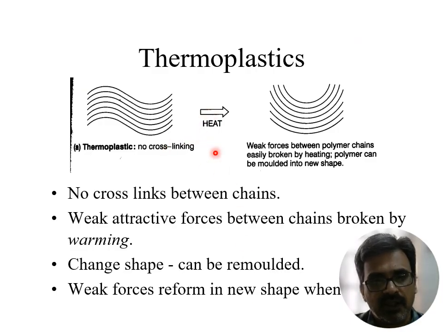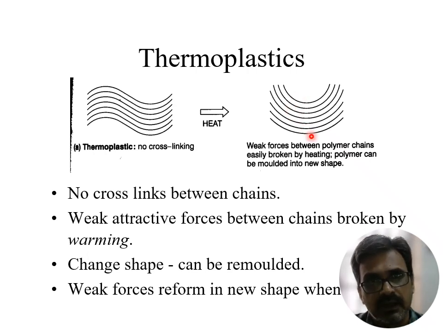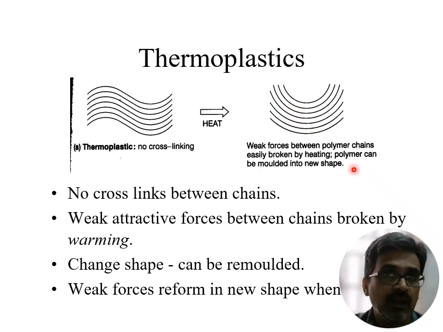So in the case of thermoplastics, since it is a linear polymer, there are no cross links. When we heat them, the weak forces between the polymer chains are easily broken, and when they are cooled down again, they come back to the original state. Since there are no cross links and only weak attractive forces, the chains can move when we are heating it. So the change of shape can be remolded back upon cooling. So the restoration of weak forces is something very characteristic of thermoplastics.